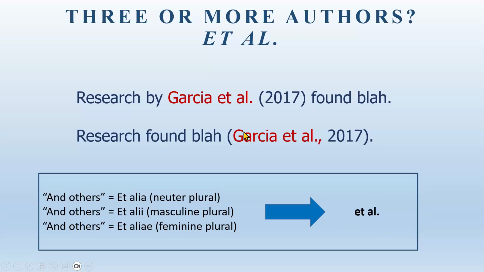Okay, it's important. So instead of listing them all out, I say research by Garcia et al., then I have my year in parentheses. You notice that the period has to be there. Okay, it's not the end of a sentence. It's part of the abbreviation. Then I say research found blah. Garcia et al., comma, 2017, close parentheses, period. Okay, I know it looks funny, but that period after the "al" is part of the abbreviation.